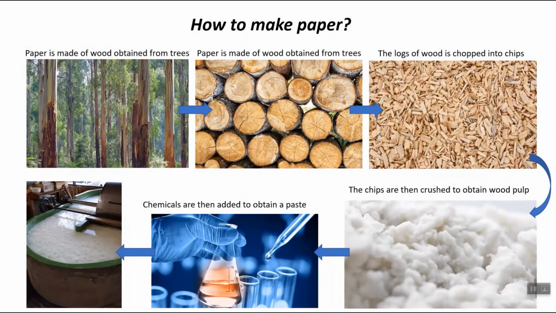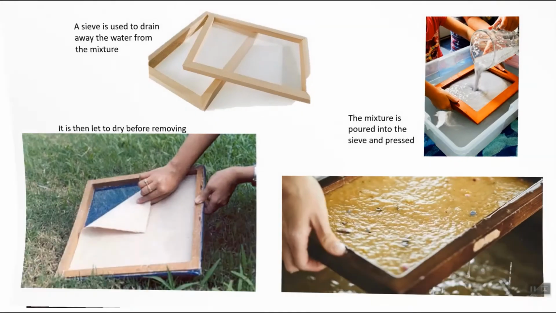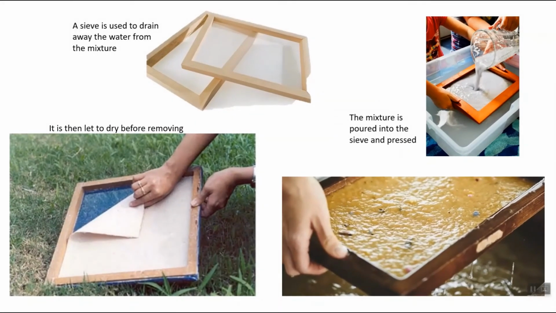So how do we make paper? Paper is basically made of wood. The wood itself is obtained from trees, converted into logs, and then the logs are chopped into small pieces to make chips. These chips are crushed to obtain what we call wood pulp. The wood pulp is then mixed with chemicals to form a paste. The paste is drained using what we call a sieve. The water is drained out and it is left to dry to obtain the required paper.